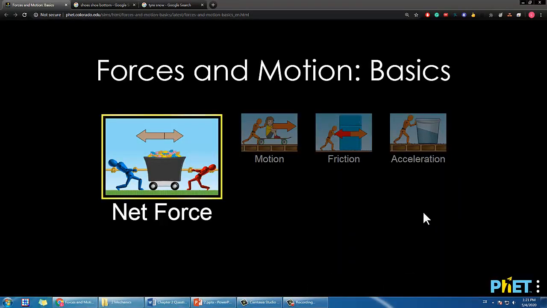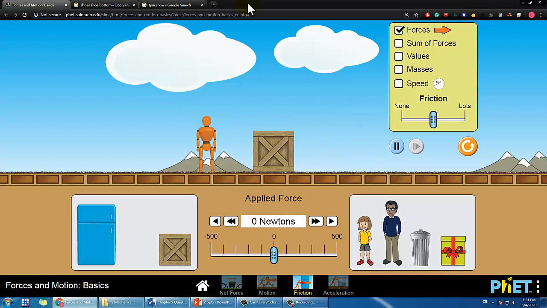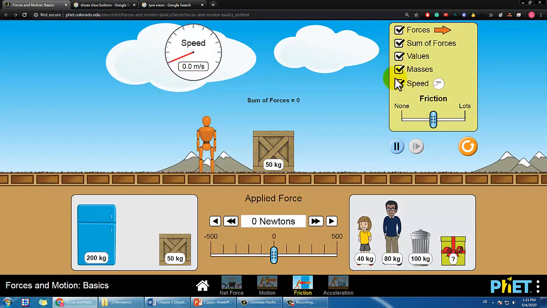Okay, so for the simulation, I will put the link in the description. I would like you to go to the third tab. For this one, you don't have to install anything, and once you click into it, you should be able to see this. So you may switch on everything so that you can see a better picture of what is happening.